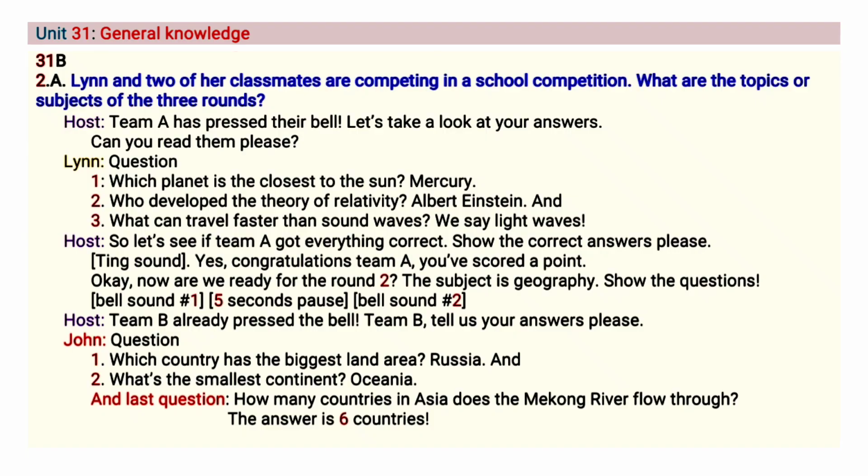Question 1. Which planet is closest to the sun? We had Mercury. Number 2. Who developed the theory of relativity? Albert Einstein. And 3. What can travel faster than sound waves? We say light waves. So, let's see if Team A got everything correct. Show the answers, please. Yes! Congratulations, Team A! You've scored a point.